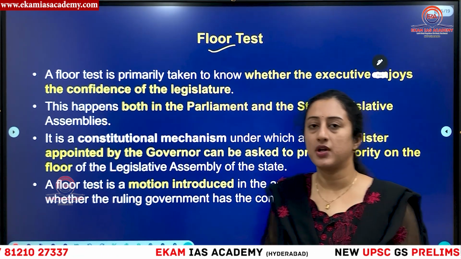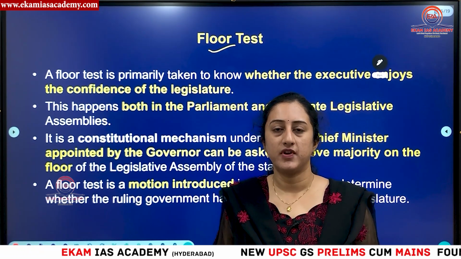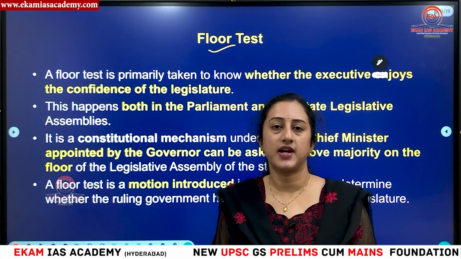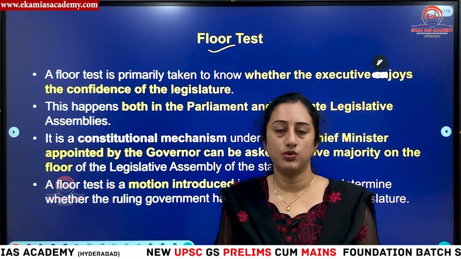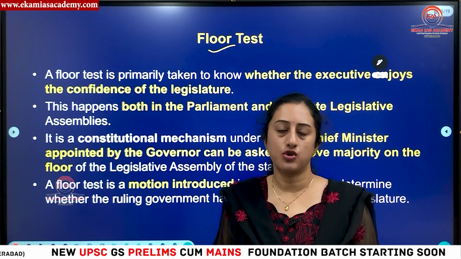A floor test is nothing but all the legislators of the house being called on to show their majority, whether the government which is there has the majority, or whether the people who have voted show that they lack confidence in the government. Okay, that is the concept of a floor test.